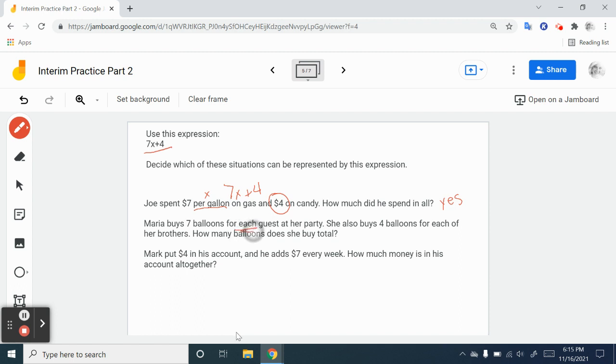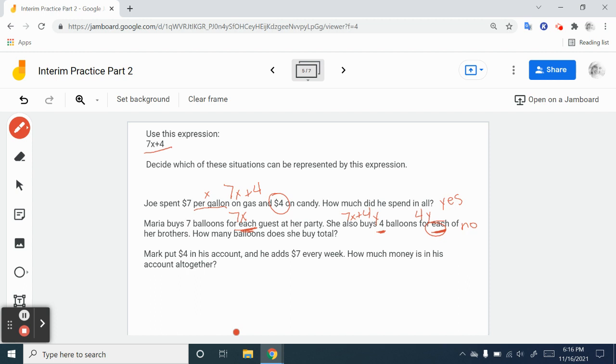So, "for each" means I'm multiplying, so it's going to be 7 times the number of guests. She also buys 4 balloons for each guest again. Oh, no, for each of her brothers, but still, "each" means I'm multiplying again. So now it would be like 4 times a different value. So this would be like 7x plus 4y. That's not this, so this would not match.